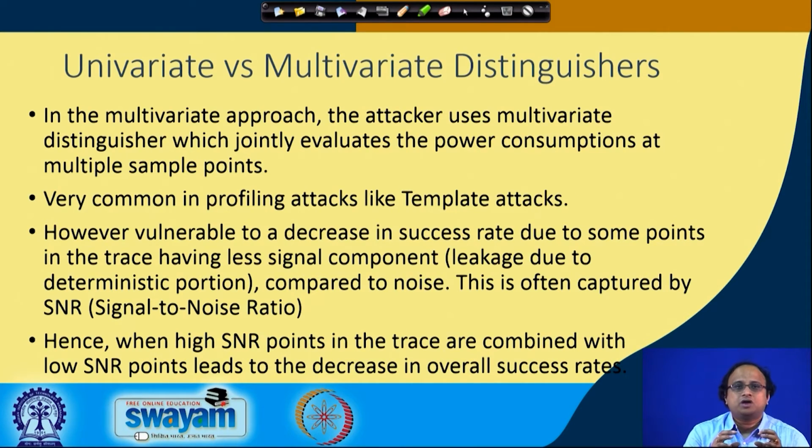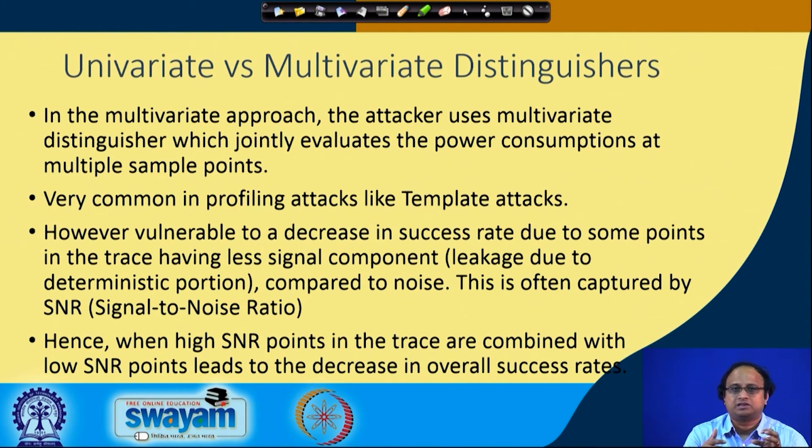However, we have to apply this in a careful manner. The objective of applying a multivariate distinguisher is to amplify your signal, or reduce the noise component. But at the same time, this technique could be vulnerable to a decrease in success rate, due to some points in the trace having less signal, which you are trying to combine with the high SNR points. So, why is it more common in template attacks?